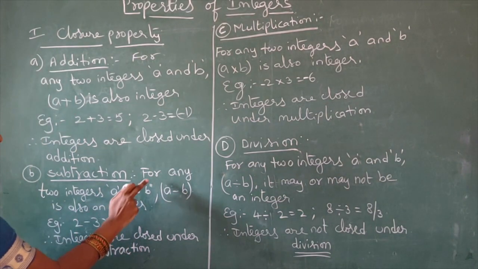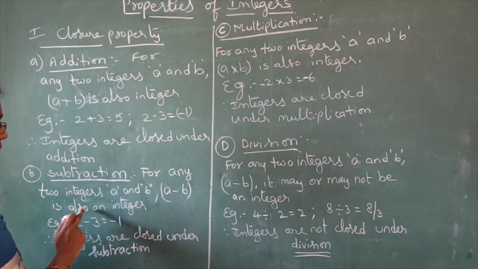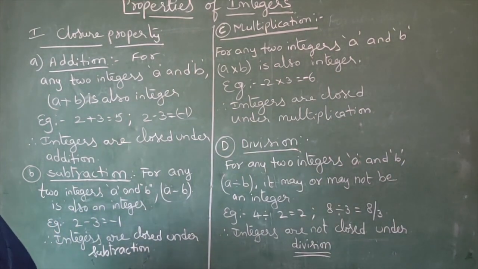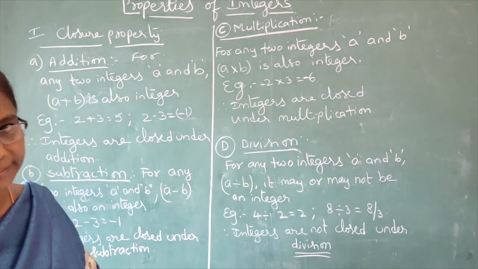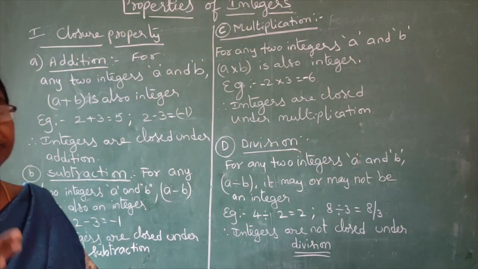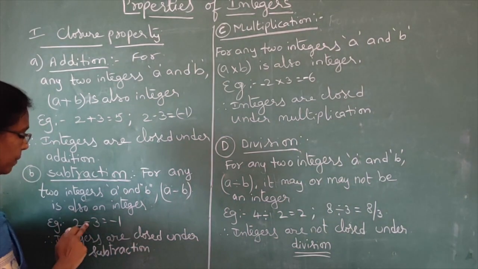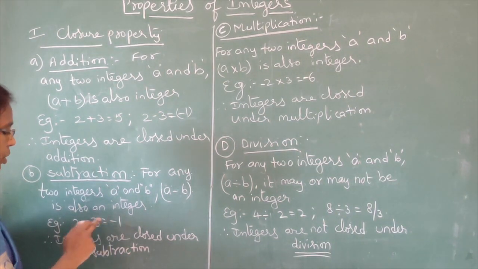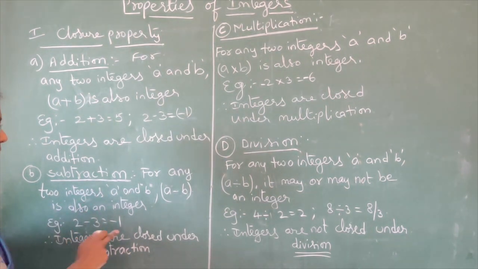Next, subtraction. For any two integers a and b, a minus b is also an integer. Suppose if you take two integers a and b, their difference is also an integer. Then we can say integers are closed under subtraction. Example, 2 minus 3 is equal to minus 1. Both 2 and 3 are integers and minus 1 is also an integer. So, integers are closed under subtraction.